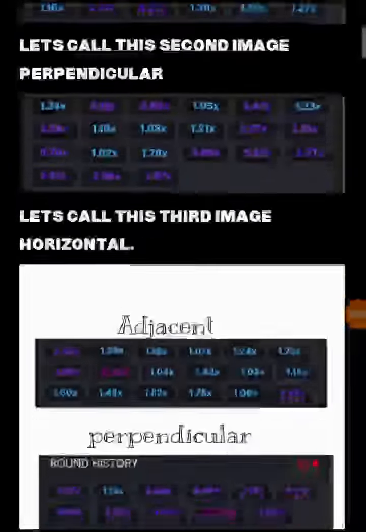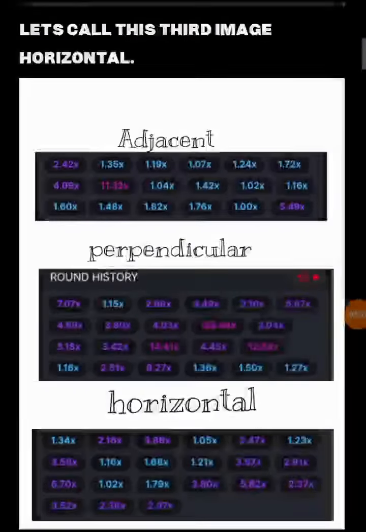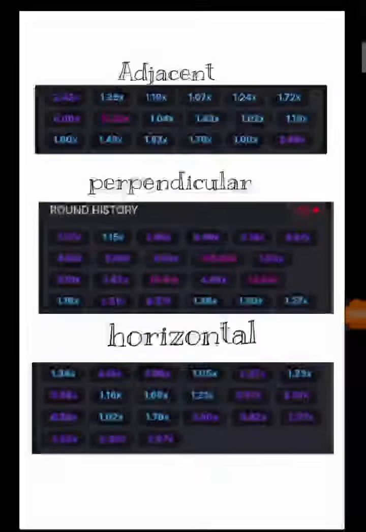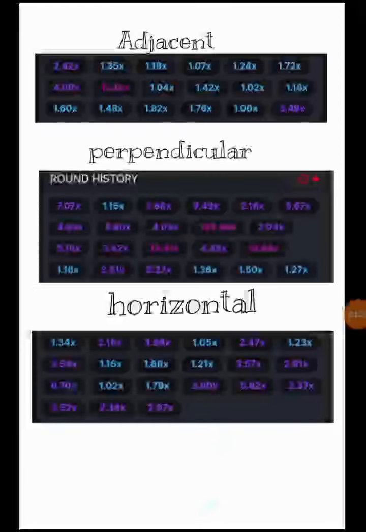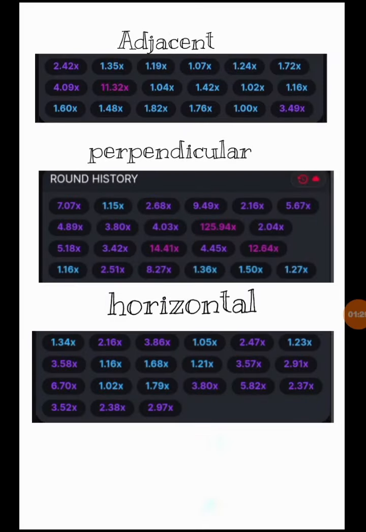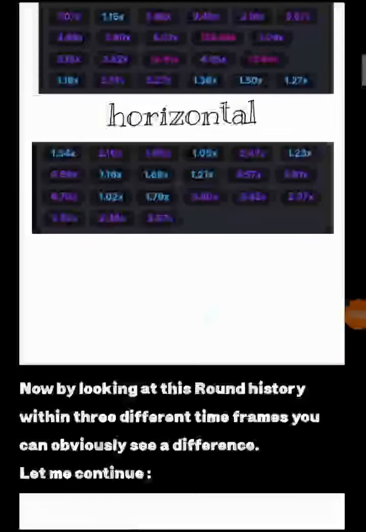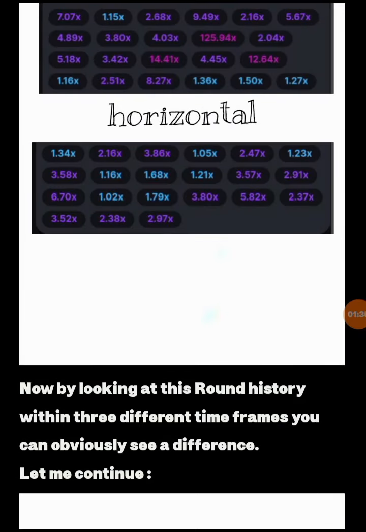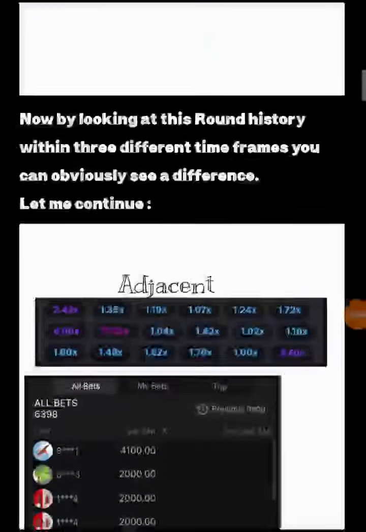So let's continue. You can see it's adjacent, which is known as the collection phase, perpendicular, which is known as a happy hour, and horizontal is whereby it's known as a 50-50 margin where it's breaking even. So now by looking at this round history within 3 different time frames, you can obviously see a difference, right? You can see it. So let me continue.